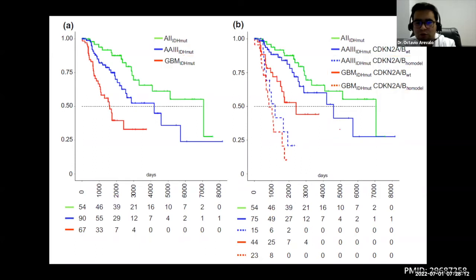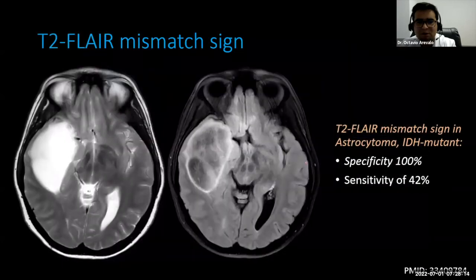So that is why this guy is very important, and you're going to start seeing it more often in your pathology reports. This is perhaps one of the most influential findings in the recent oncological neuroradiology, and it is the T2-FLAIR mismatch sign. It was described by Dr. Rajan Jain from NYU a few years ago. It was in 2018.